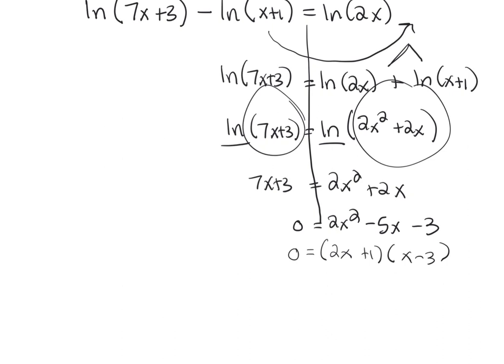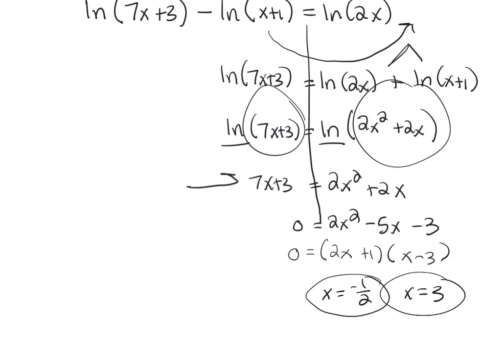So our solutions are x equals negative 1/2 and x equals 3. But in this case, if you plug these back in, they actually will both work. So sometimes both solutions do work. It's very common when you're dealing with quadratics that one of your solutions will be extraneous, but in this case, they both work.